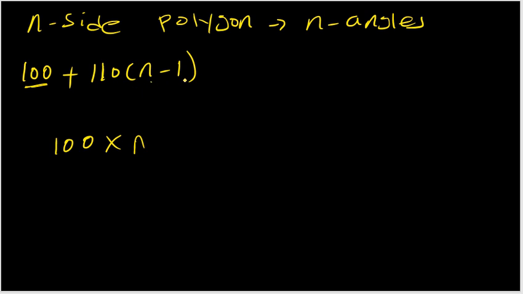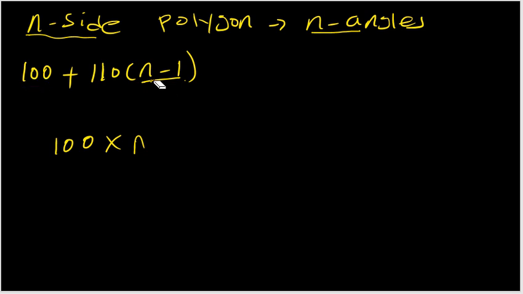So what are the rest? n minus 1. Because if we have an n-sided polygon, the total number of angles is n. But here one of the angles is 100, but the rest are equal. So 100 plus 110 times n minus 1. You need to be clear here what n minus 1 means. It's the remaining angles. It must be n minus 1 because one angle is reduced here.